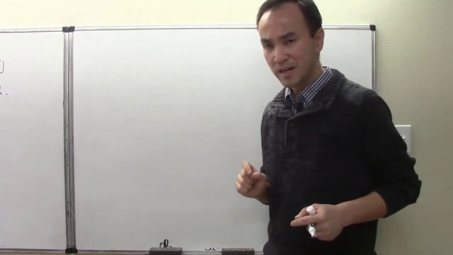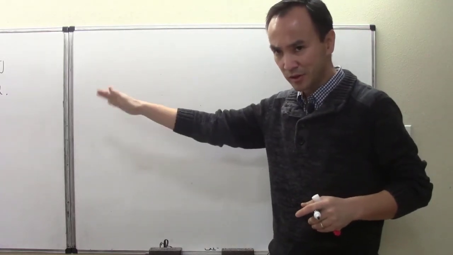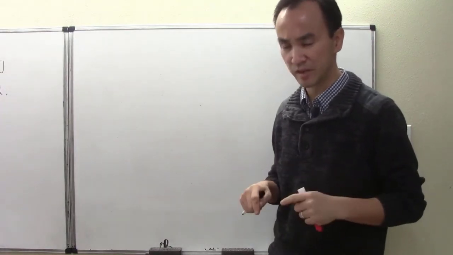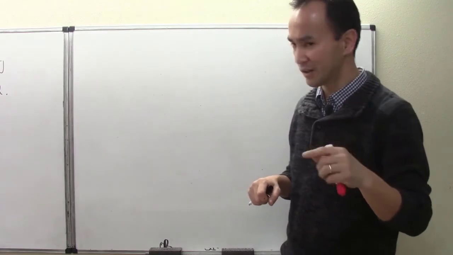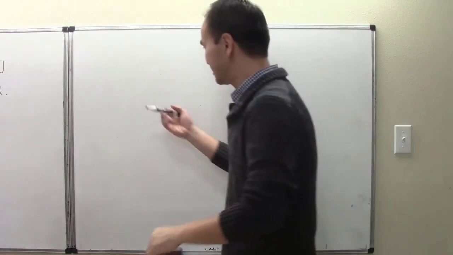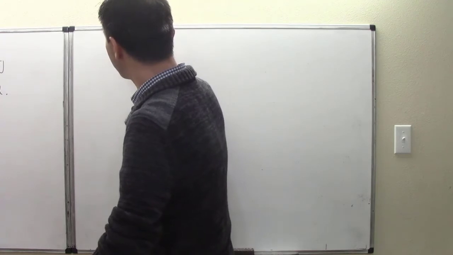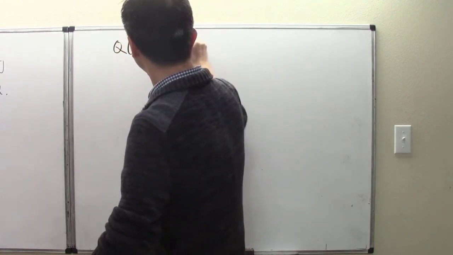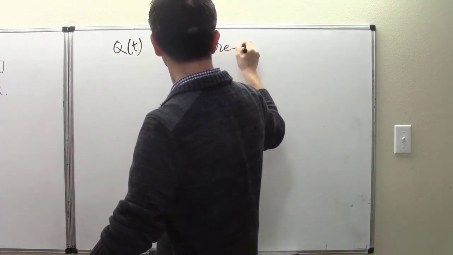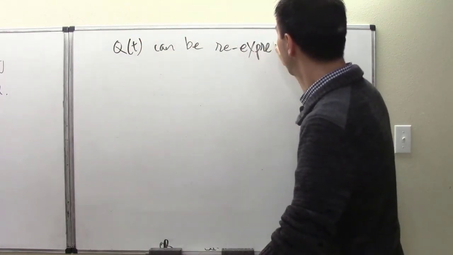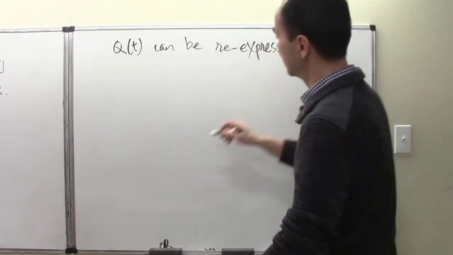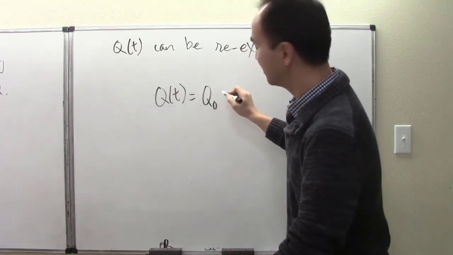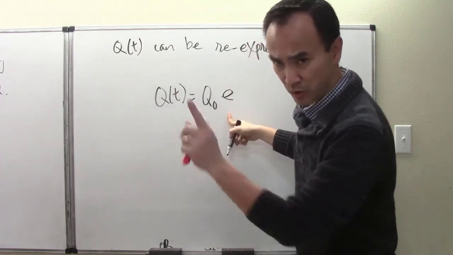Our population growth right here is entirely a continuous growth. Consequently, we can re-express our function here. Q of t can be re-expressed as some function with the initial amount, but in base e. We can re-express that exact same function.